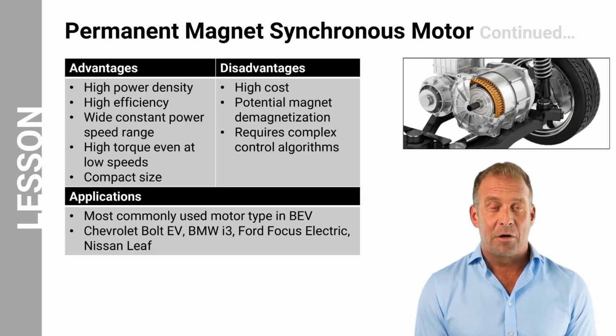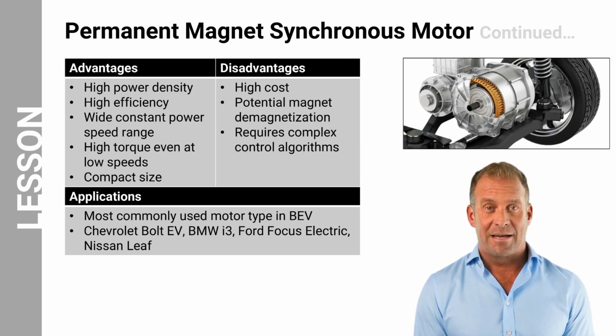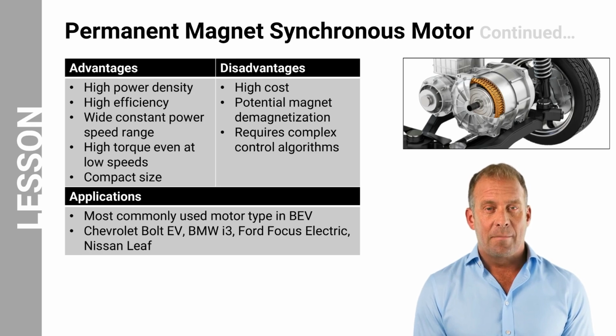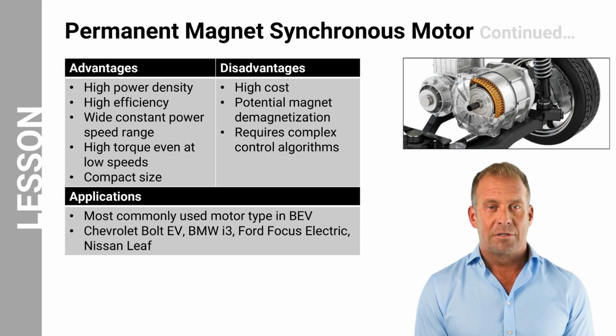Permanent magnet synchronous motors offer several advantages, including high power density, efficiency, and a wide constant power speed range. They can deliver high torque even at low speeds and have a compact size, making them suitable for various applications. However, PMSMs also have some disadvantages, such as high cost compared to other motor types, potential issues with magnet demagnetization, and the requirement for complex control algorithms to operate effectively. Despite these drawbacks, PMSMs are the most commonly used motor type in battery electric vehicles, with notable examples including the Chevrolet Bolt EV, BMW i3, Ford Focus Electric, and Nissan Leaf.